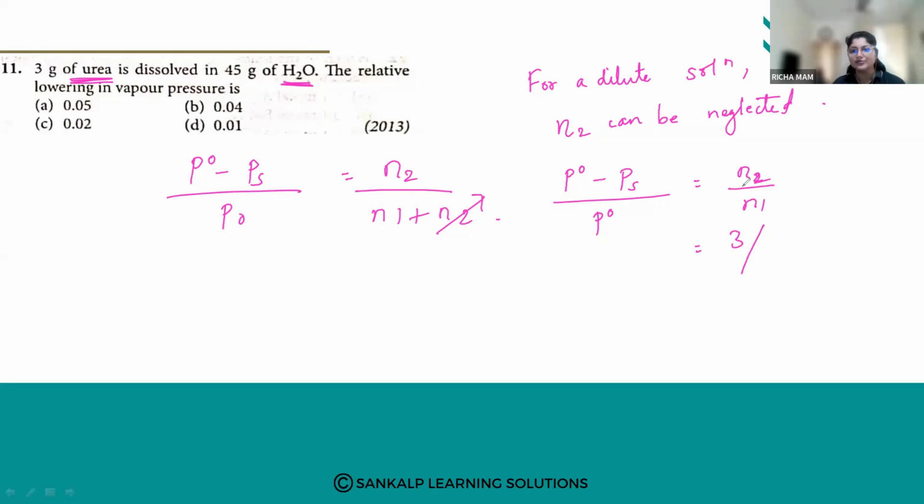How to calculate number of moles? Number of moles is given weight upon molecular weight. So 3 by what is the molecular weight of urea? 60. And N1 is of water. Given weight of water is 45 grams and molecular weight of water is 18. So find out 3 by 60 divided by 45 by 18.